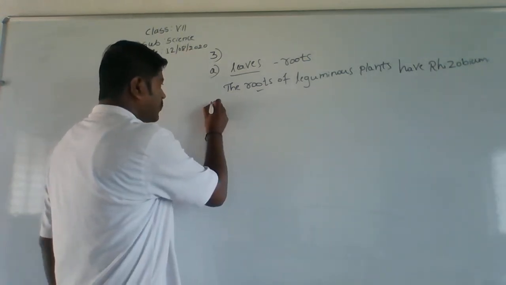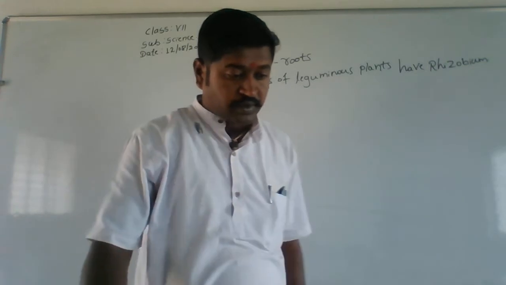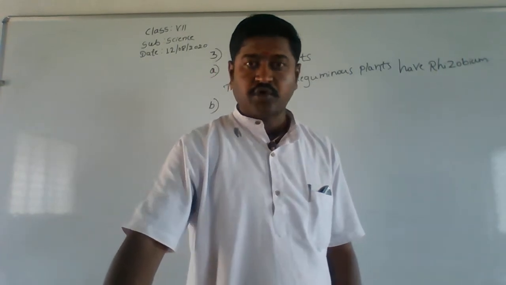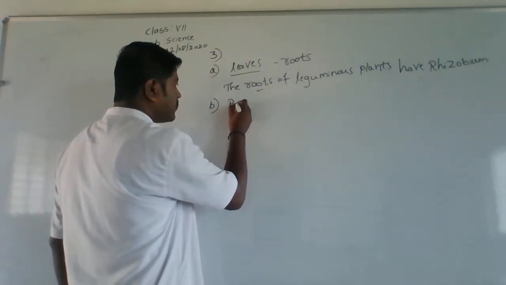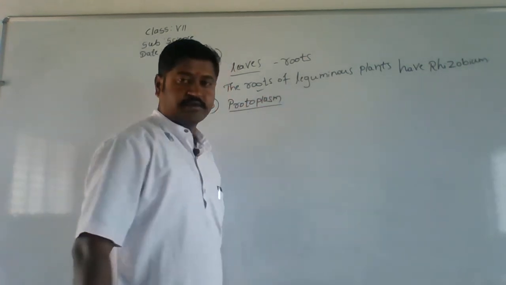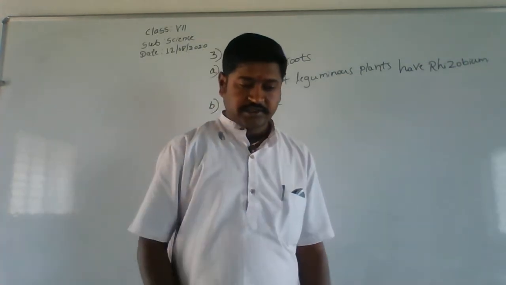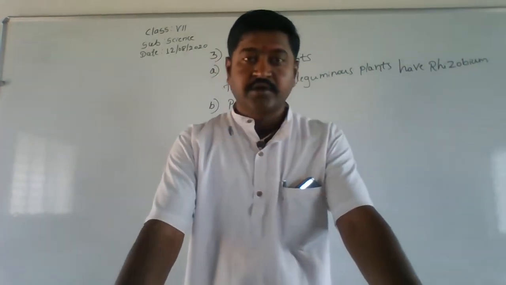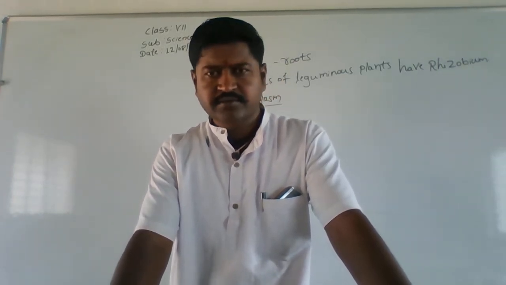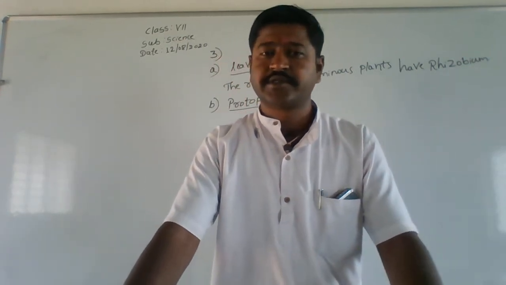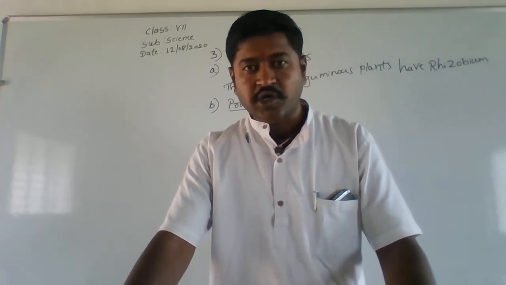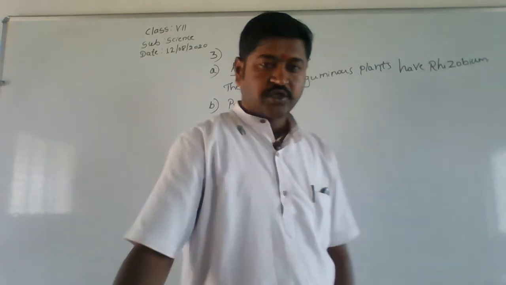So next one is B. What they have given? The green color of the leaves is due to the presence of protoplasm. They have underlined protoplasm. So my question is, where do you find the green color of the leaves? Is it in the protoplasm? No, protoplasm doesn't come there. Actually, there is a green pigment in the leaves called chlorophyll. So the answer is chlorophyll.